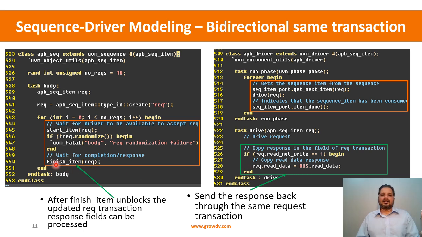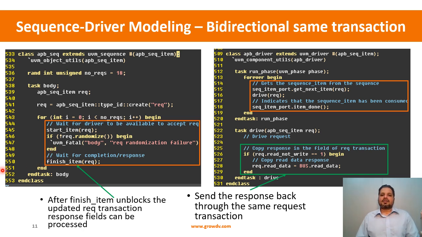That would be valid. If I say on line 549, for example, if I print the value of read data from the request, it won't be valid, because the response handshake has not yet finished, because I'm still blocked, I'm about to do the finish item. So it's only the request that has been created at this point of time. The request has not even been processed.